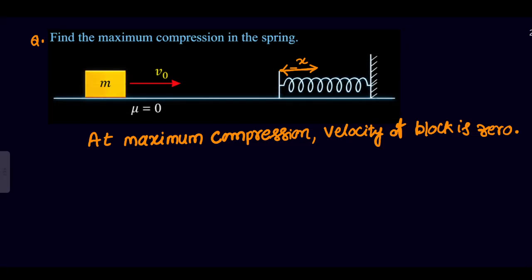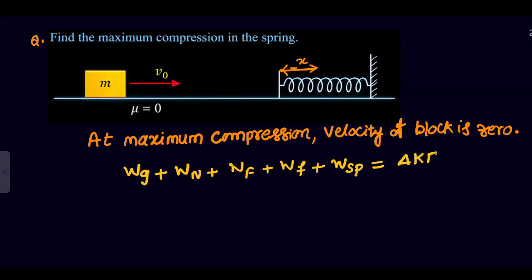Now let's apply the work-energy theorem here. What are the works done? The work done by gravity plus the work done by the normal reaction plus the work done by the applied force plus the work done by the frictional force plus the work done by the spring force equals delta KE. Gravity is in the downward direction, displacement is to the right side, so the angle between them is 90 degrees. That means the work done by gravity is 0.